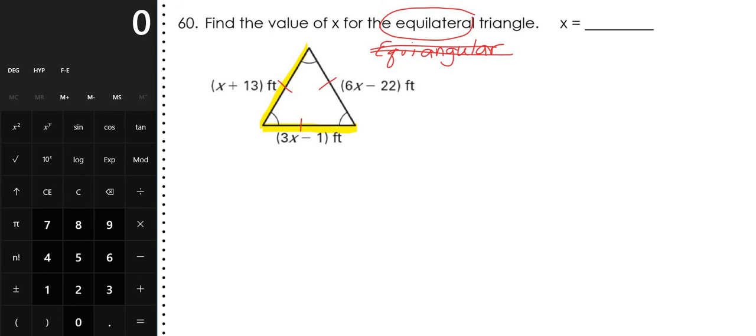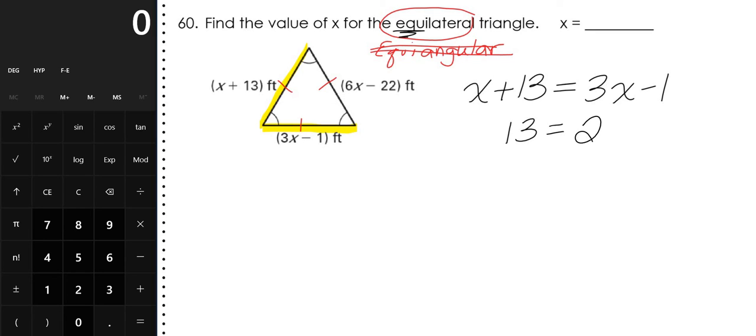So I'm going to go ahead and set them equal to each other because they should have the same length. That's why it says equilateral. And I'm going to say x plus 13 is equal to 3x minus 1. I always work with the x's first, so subtract x from both sides. We get 13 equals 2x minus 1. Add 1 to both sides. So 14 equals 2x. Divide by 2, and we get 7 equals x.